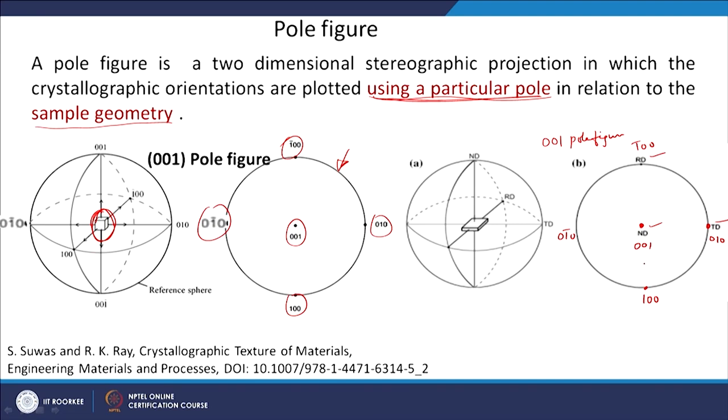So whenever I say pole figure, it is very similar to stereographic projection. The only difference is that we are now plotting a sample geometry on the projection. When we were discussing stereographic projection, we were just plotting in terms of north, south, east and west, taking the analogy from the globe. But now we are going to impose the sample geometry on the stereographic projection first. Second thing is that we will be only interested in a particular pole, and we will write that we are interested in this particular pole, and only that pole will be visible on the stereographic projection.